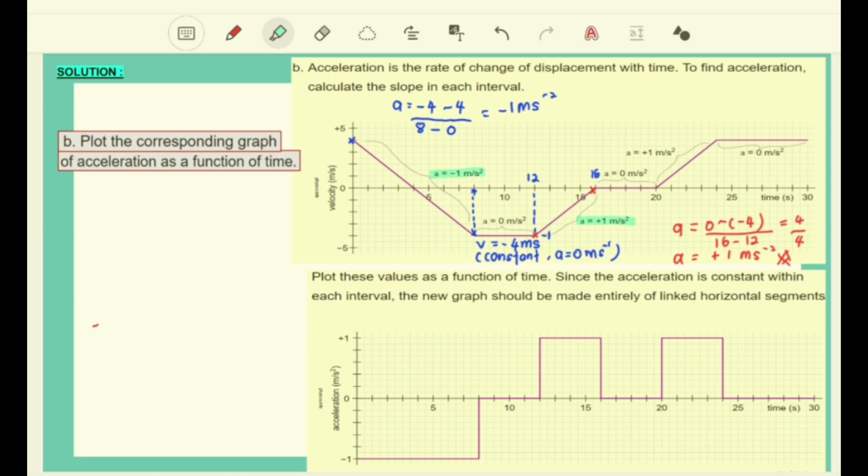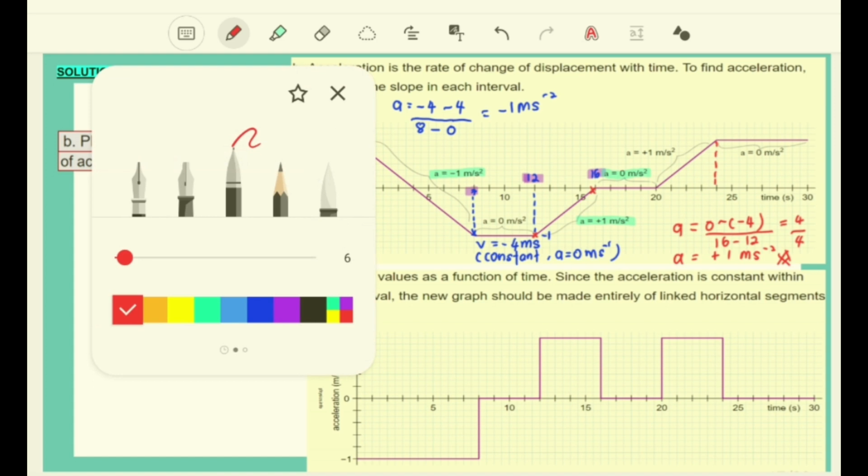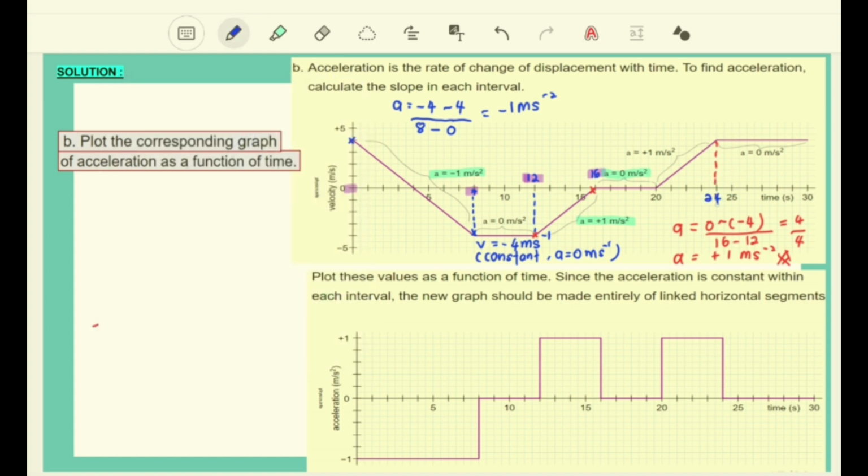Okay, we have calculated. You see the times: 0 to 7, 7 to 12, 12 to 16. This is very important in order to plot the graph. Alright, from 16 to 20, it's not moving. It stopped. So a is equal to 0. And from 20 to 24, calculate the gradient.